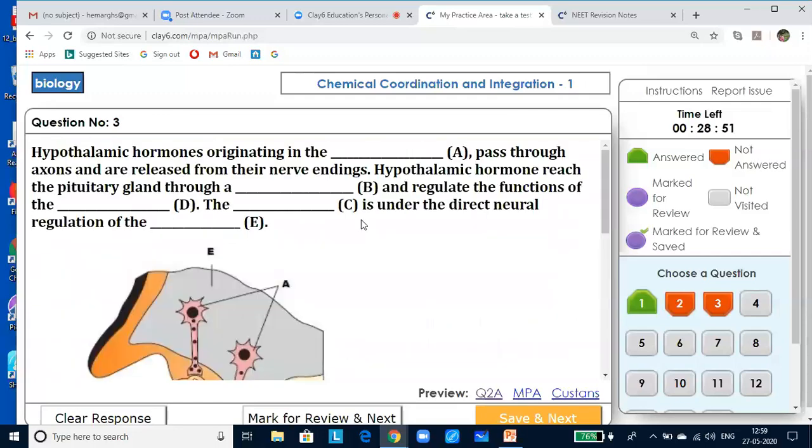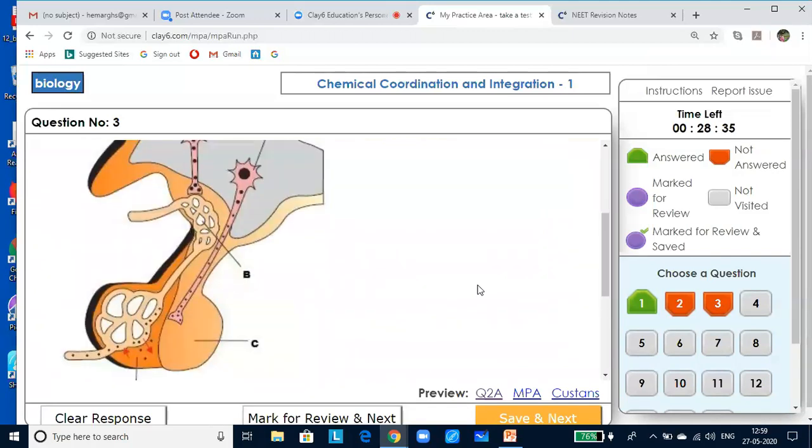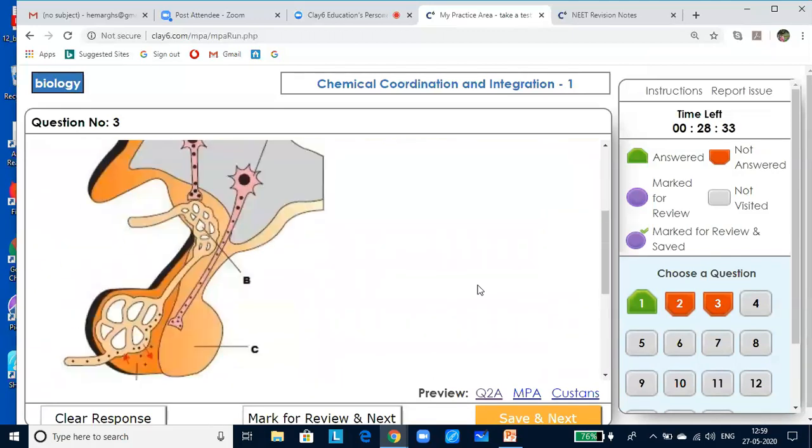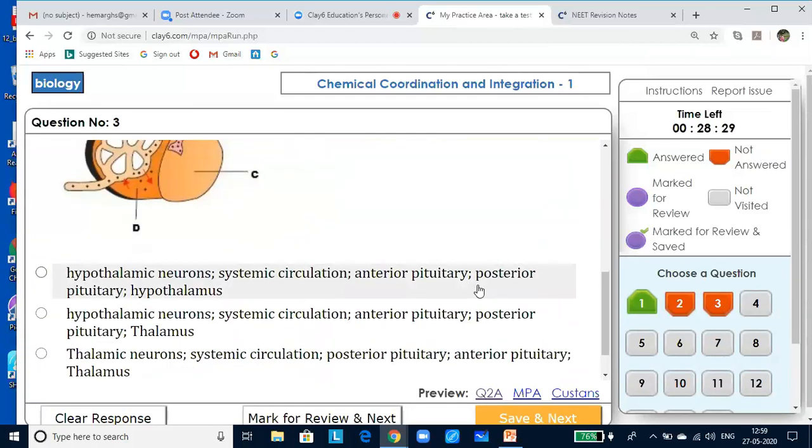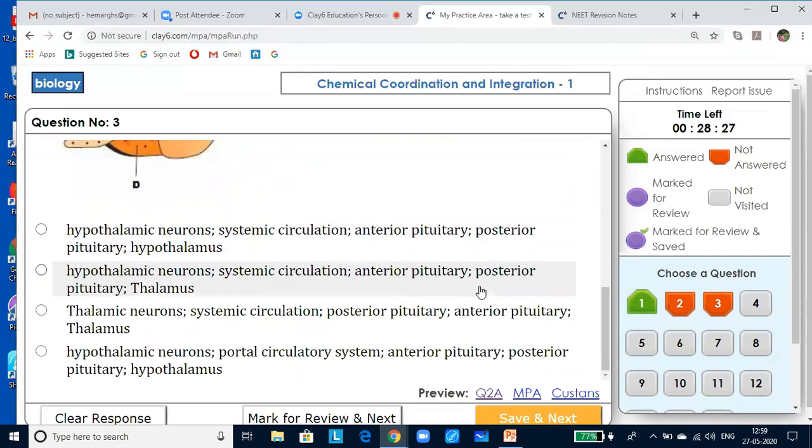Now let us look. Hypothalamic hormones originating in the hypothalamus pass through axons and are released from their nerve endings. Hypothalamic hormones reach the pituitary gland through a portal circulatory system and regulate the functions of the anterior pituitary. The posterior pituitary is under direct neural regulation of the hypothalamus. So this diagram is also there in your textbook. It's better you understand and learn this diagram. Now let us look at the choices and identify the correct one.